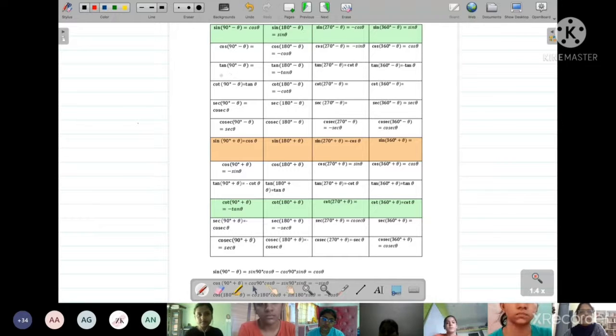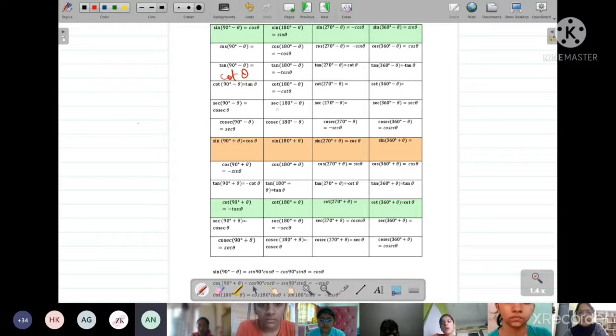what is tan of 90 minus theta? Anybody can answer? Cot theta. Very good. At random we are doing it. This is cot theta. Okay. Sec of 180 minus theta. Remember the rules. This is which quadrant? Second quadrant. For 180, the function remains the same, remember. So what will the answer be? Minus sec theta. Function remains, just at random so that we can do it fast.